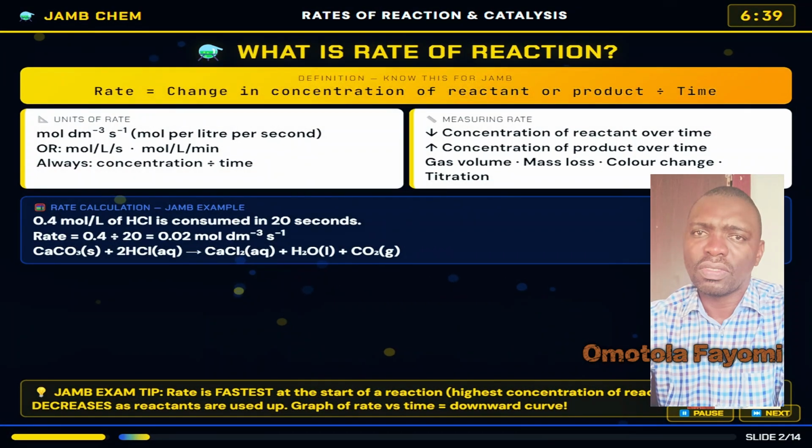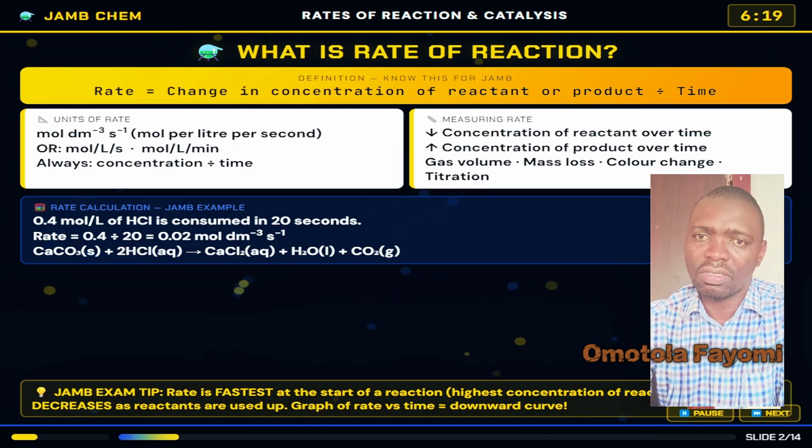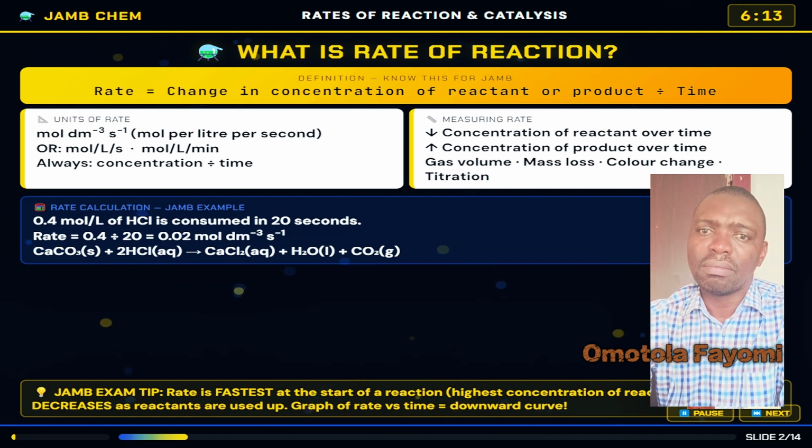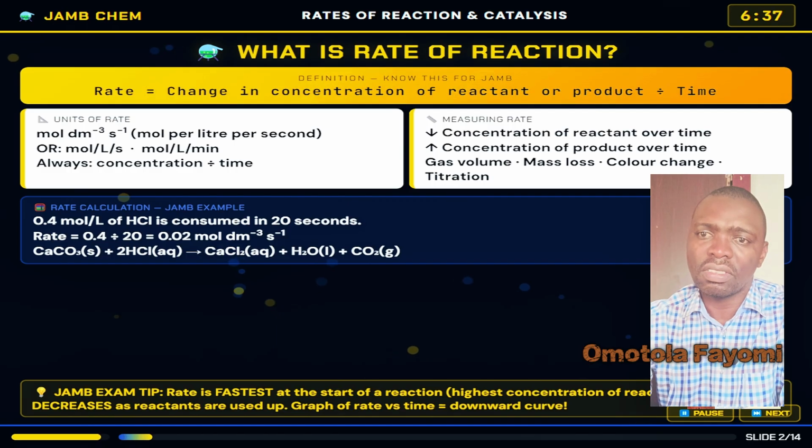Now, what is rate of reaction? What exactly is the rate of a chemical reaction? Simply put, it tells us how fast reactants are consumed or products are formed. Mathematically, rate equals the change in concentration divided by time. The units are mole per dm cube per second, as you see on the screen. We can measure rate by monitoring gas volume collected over time, watching a balance as mass decreases when gas escapes, observing a color change, or using titration.